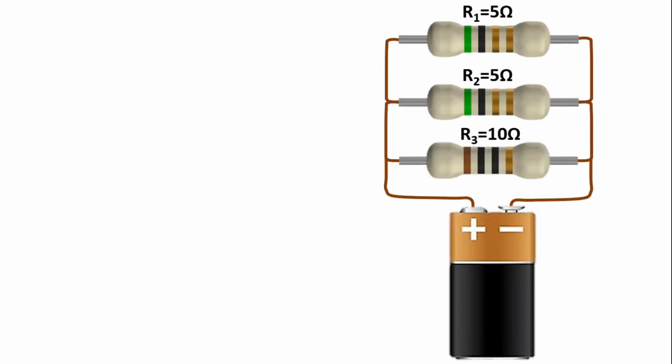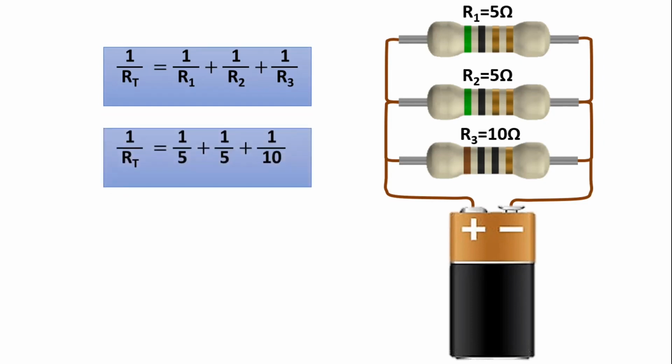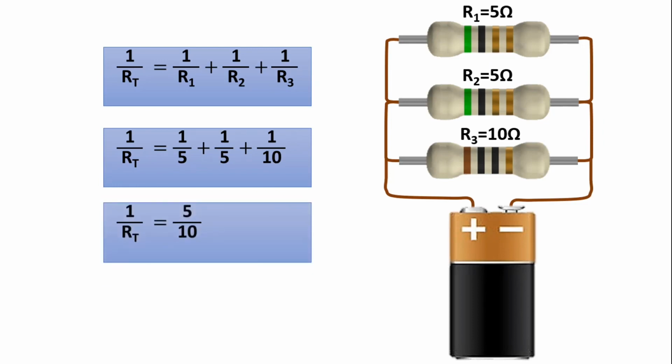Well, let's add another 10 ohm resistor R3. The inverse of the total resistance will be 1/R1 + 1/R2 + 1/R3. From 1/5 ohms + 1/5 ohms + 1/10 ohms, the inverse of the total resistance will be equal to 5/10. When you do the inversion, the total resistance will be 2 ohms. In parallel connection, the total resistance is less than the smallest resistance. For example, let's say we connect two resistors of 1 ohm and 100 ohms in parallel. The total resistance will be less than 1 ohm.